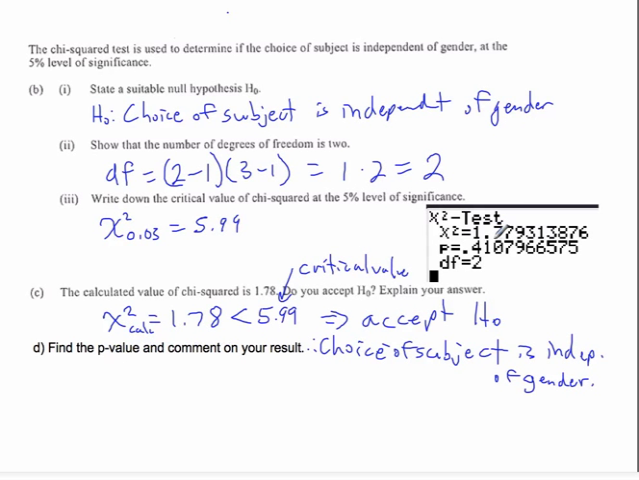We can also look at the same determination with the p-value. Okay, so the p-value is 0.411, which is 41.1%, which is greater than 5%, and that is our significance level. Okay, that's our significance level. So if your p-value is greater than the significance level, that means that you accept the null hypothesis.